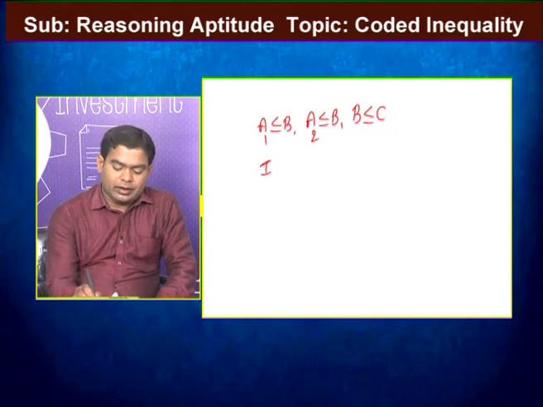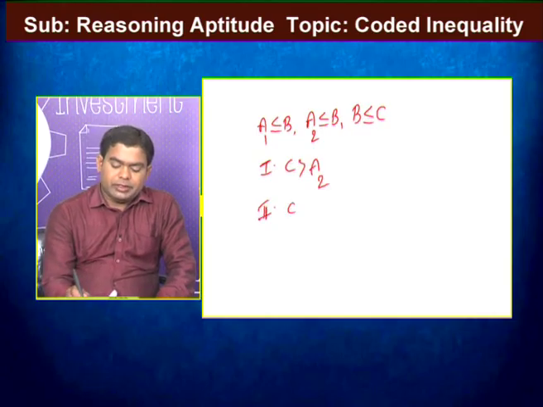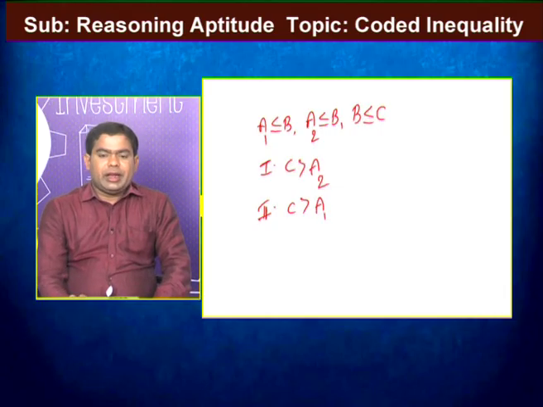Conclusion 1, c at the rate a2. At the rate is denoted greater than, so c at the rate a2 means c greater than a2. Conclusion 2, c at the rate a1, that means c greater than a1. So by observation, in the statement a1 less than or equal to b, a2 less than or equal to b, b less than or equal to c.